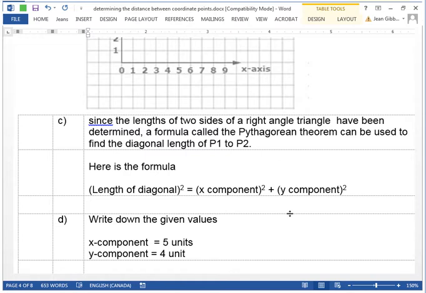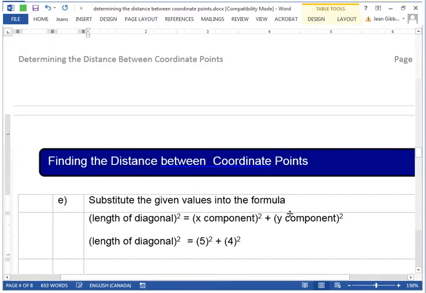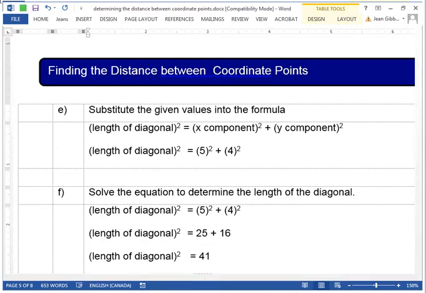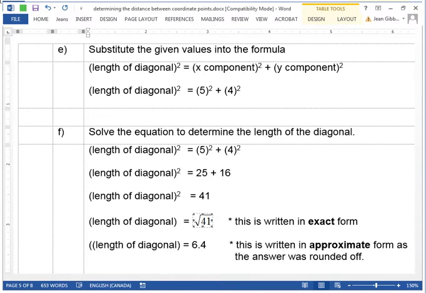Write down the given values. The x component is 5 units, the y component is 4 units. From there, substitute the given values into the formula. So the length of the diagonal is 5 squared plus 4 squared. Solve the equation to determine the length of the diagonal. And I'll walk you through this now.